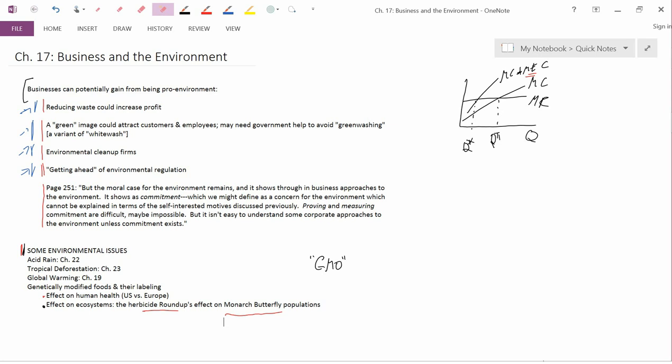Now, a genetic modification to make the plant not susceptible to Roundup is not the only kind of genetic modification. It's just a particularly important kind of genetic modification. But there are other kinds of genetic modifications, and those I haven't talked about here. So in any case, we will treat acid rain, tropical deforestation, and global warming in future chapters.